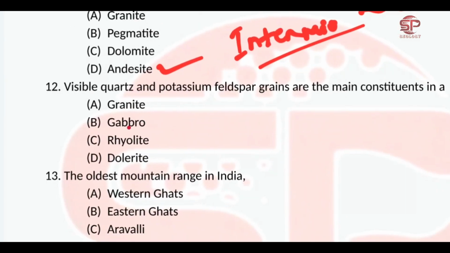Visible quartz and potassium feldspar grains are the main constituents. Visible quartz and potassium feldspar indicate a plutonic rock, and quartz and feldspar are found in the composition of granite. Visible means it is indicating plutonic conditions, so it will be granite.